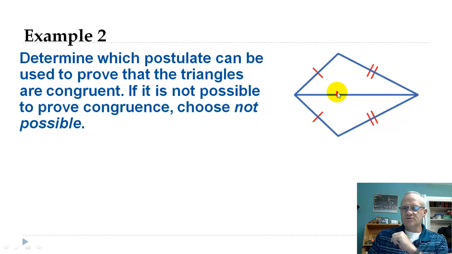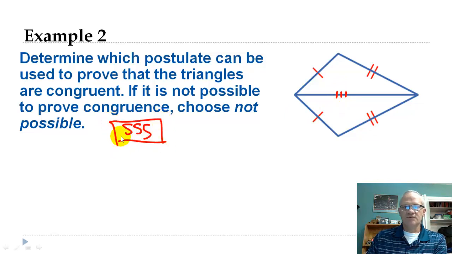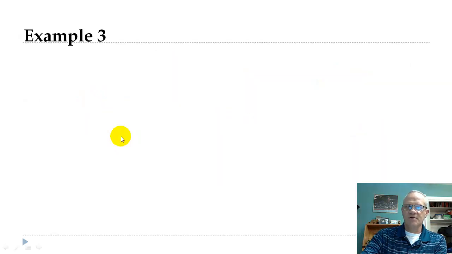So this, you could say, is congruent to itself. And so now what do you have? You have a side, and a side, 1, 2, and 3, a side, and a side, 1, 2, and 3. So this would be side, side, side congruence. Okay, so sometimes you have to look for some little things like that. Everything might not be given to you.